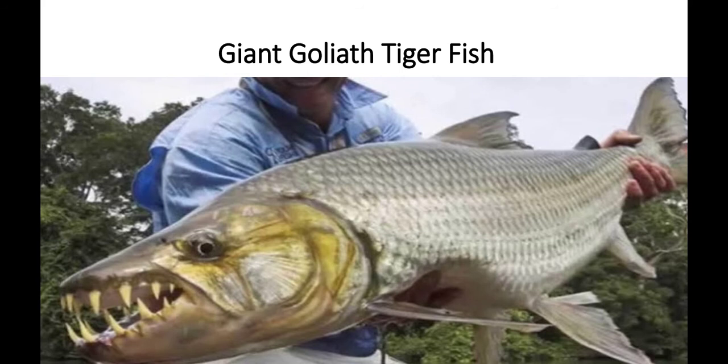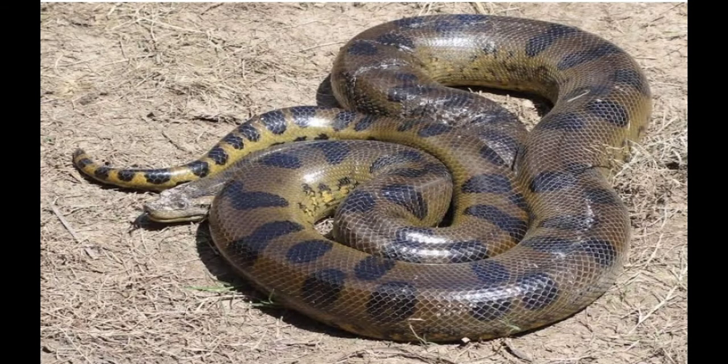And next one is the anaconda. It is the largest and heaviest snake in the world, and it is found along the banks of the Amazon river. It will be found in the Amazon river basin area. It is non-venomous, but it kills by suffocating its prey to death.